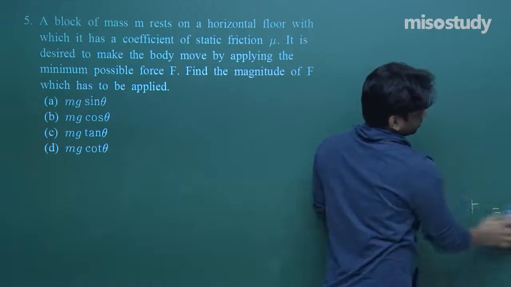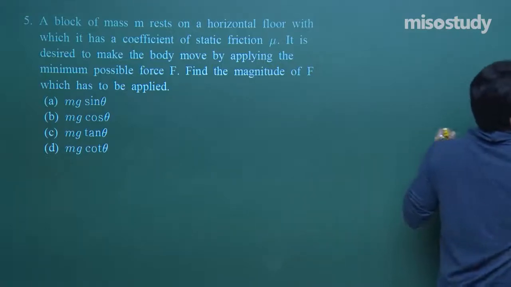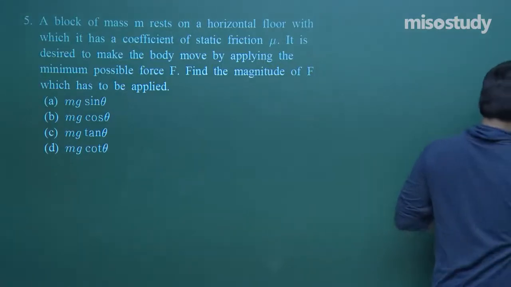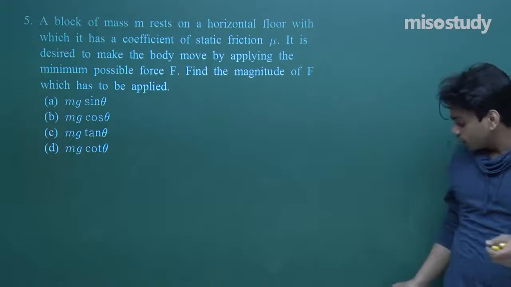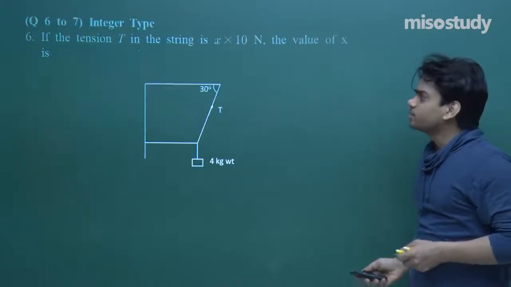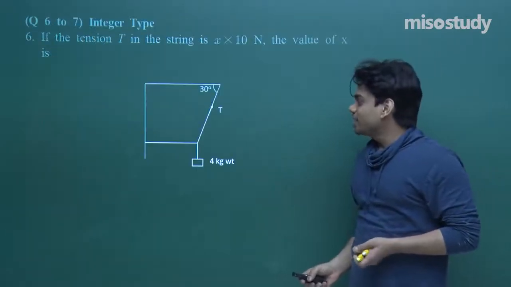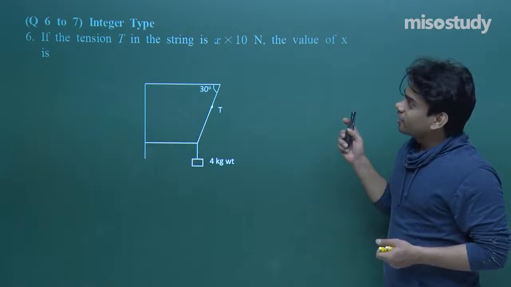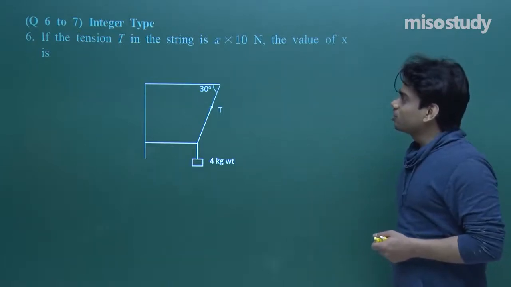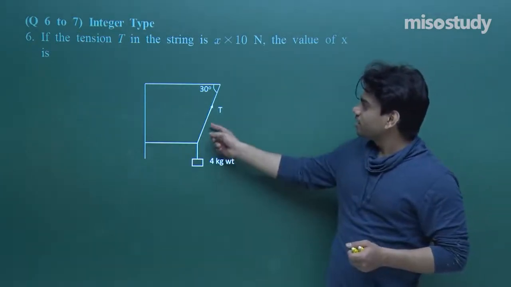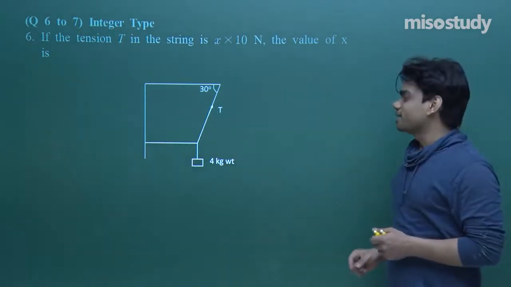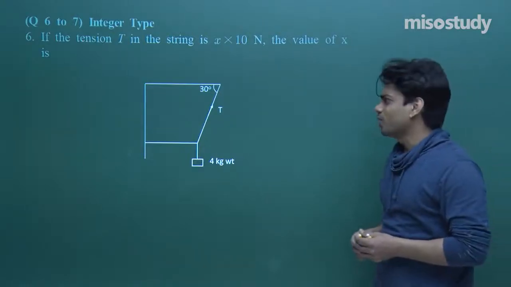The next question of the class, question number 6. Now we have an integer type question. If the tension T in the string is x into 10 Newton, the value of x is, an easy question, no need to worry about it.